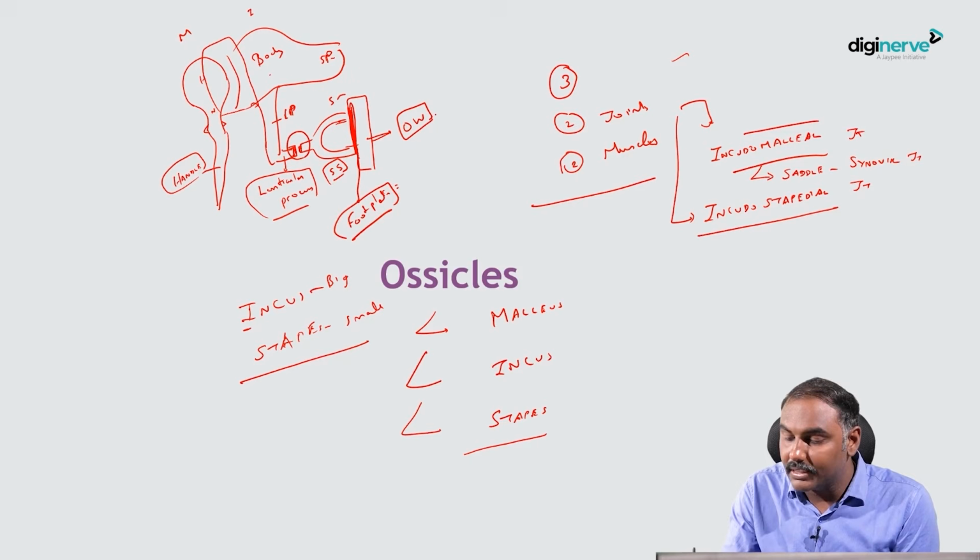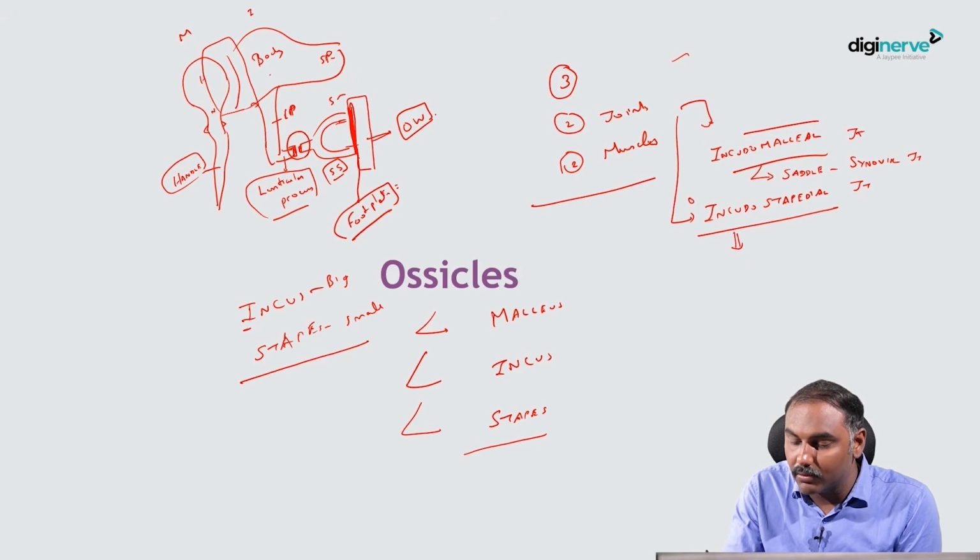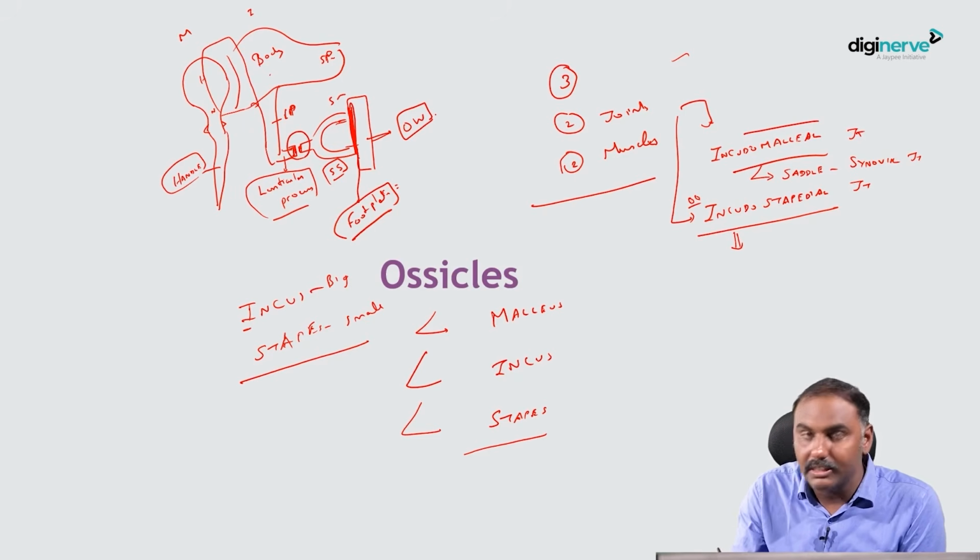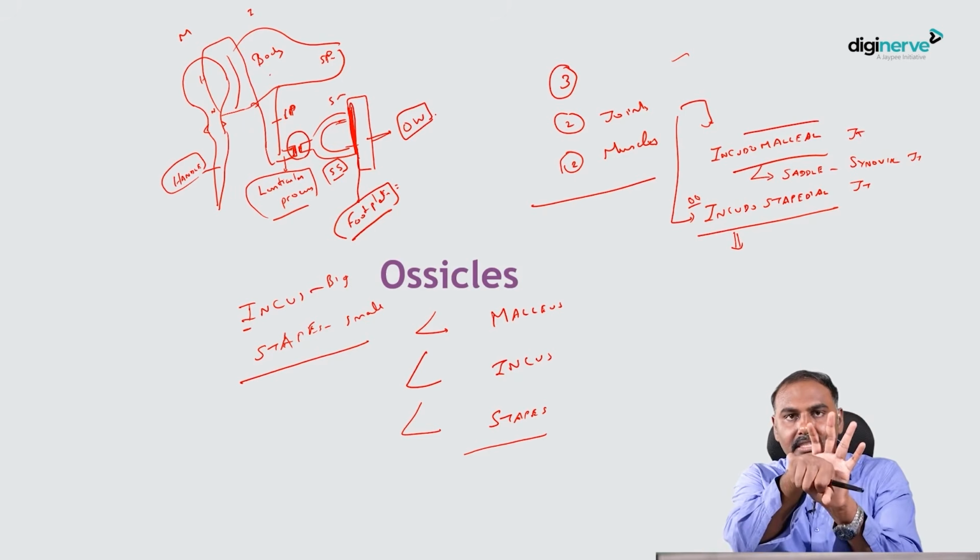Okay, incudo-stapedial joint is a very important MCQ. They won't ask about incudo-malleal, they will ask about incudo-stapedial. It's a very important MCQ. See, Incus, if it is like this, the Stapes will be like this. It will be moving the Stapes like this.